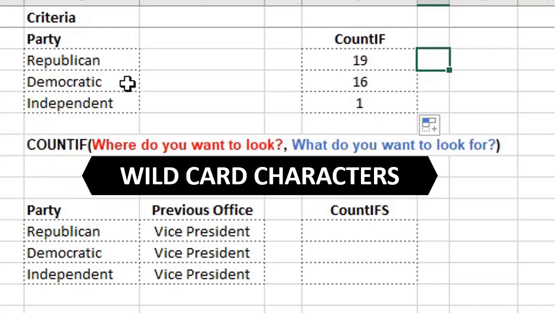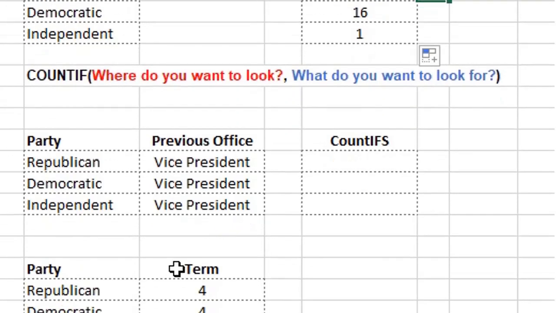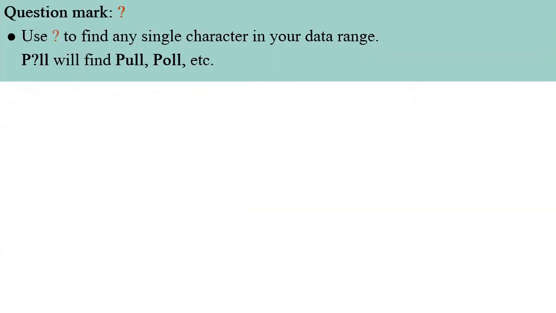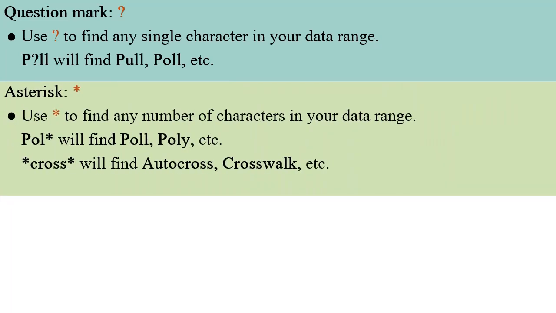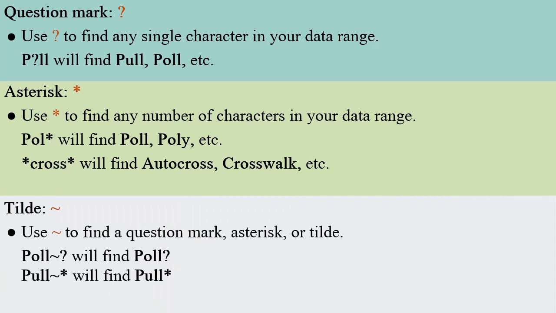For those who don't know wildcard characters, there are only three Excel wildcard characters: asterisk, question mark, and tilde. Question mark is used to find a single character in your data range. P question mark double L will find words like pull, pill, and so on. Asterisk, on the other hand, is used to find a number of characters in your range. POL asterisk will find words like pole, poly, and so on. Asterisk cross asterisk will find words like autocross, crosswalk, and words that have cross in the middle. Tilde is used to find words that contain a question mark, an asterisk, or tilde itself. If you don't put a tilde before question mark or asterisk, Excel will assume you are trying to find a single character or a number of characters in your data range.